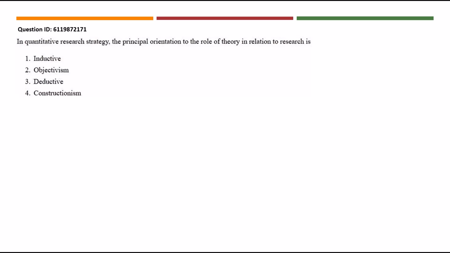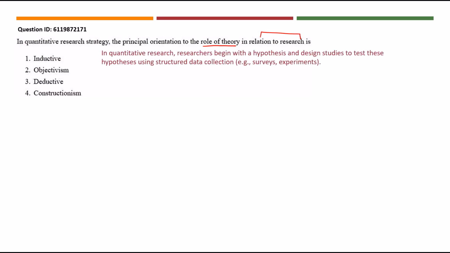So they are asking about the role of theory in research context. In quantitative research strategy, researchers begin with a hypothesis and design studies to test these hypotheses using structured data collection. How does this data collection happen? Using surveys and experiments. Let's see about the terms here.